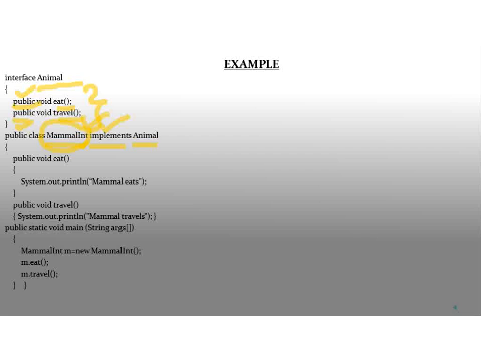Okay? You can see over here we have these two methods. They are just declared, they are not defined. So when we use the implements keyword, it means that whatever methods are declared inside the animal interface, they will be implemented, they will be defined inside this class known as mammal int, which implements the interface called animal. Is it clear?